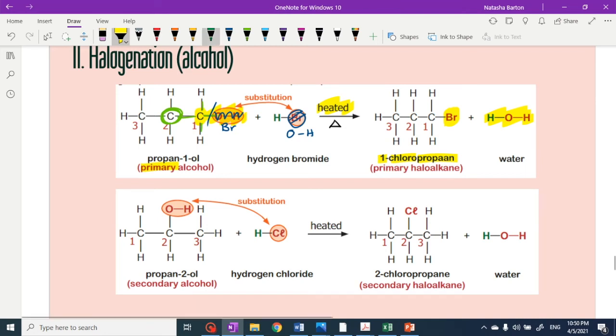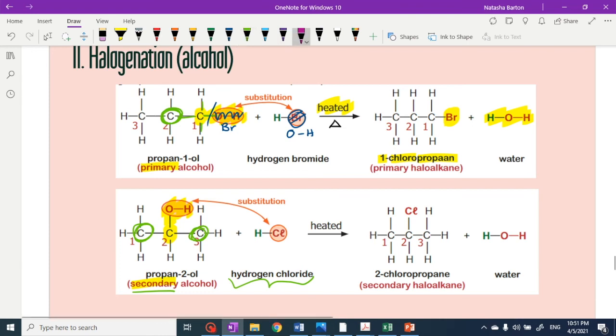The last example I'm going to show you is one involving a secondary alcohol. So secondary alcohols are those where the carbon atom that our hydroxyl group, our functional group for alcohols, is attached to, that carbon is attached to two other carbons. Okay, so when it's primary, the carbon is attached to one other carbon. When it's tertiary, it's attached to three other carbons. And when it's secondary, it's attached to two other carbons. So we will then react this alcohol, which is propan-2-ol, with a hydrogen halide. In this case, we are using hydrogen chloride.